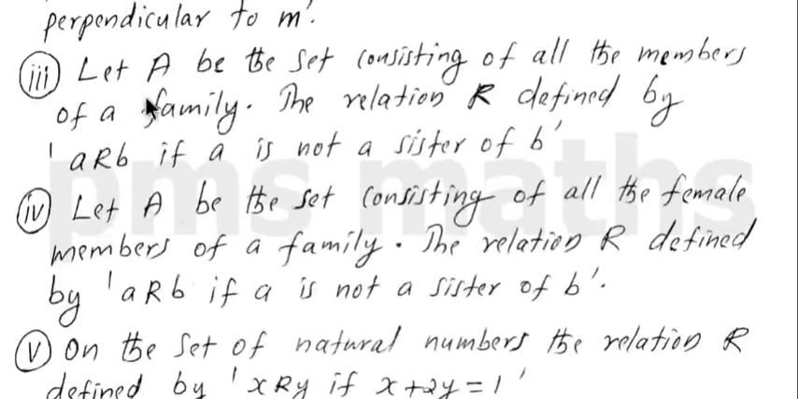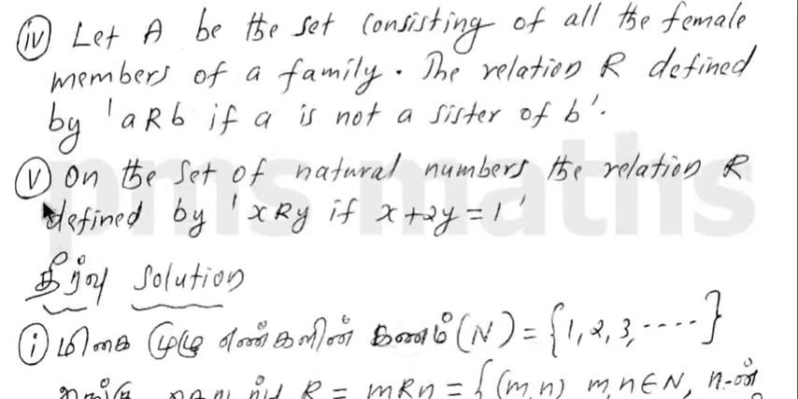Third one, let A be the set consisting of all the members of a family. The relation is defined by A R B if A is not a sister of B. Fourth one, let A be the set consisting of all the female members of a family. The relation is defined by A R B if A is not a sister of B. Fifth one, on the set of natural numbers, the relation is defined by x R y if x plus 2y is equal to 1.